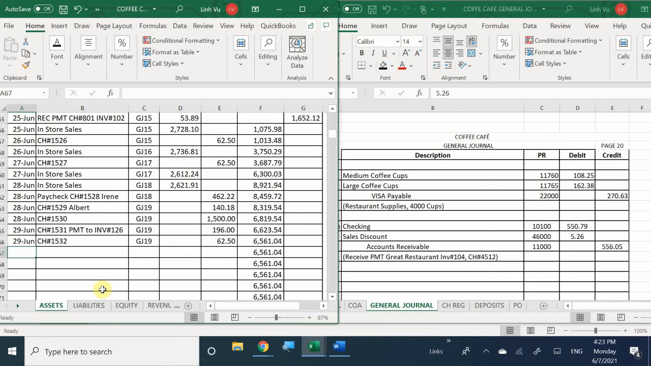What should be in our assets? Checking. 629. Invoice 104. Payment. Check number 4512. General Journal 20 for $550.79, which brings our running total to $2,228.44.